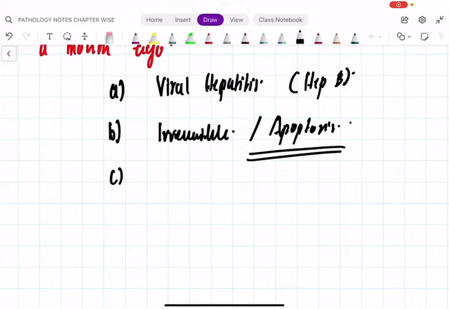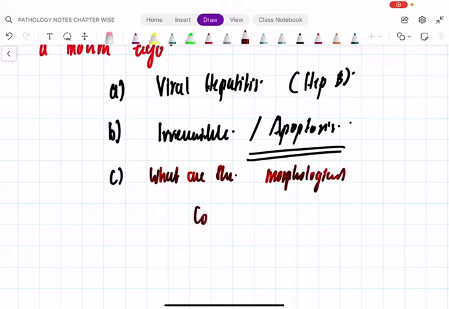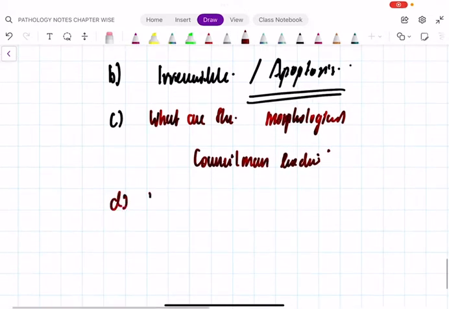Fine. Once this is done, next comes the question, what are the morphological features? See, if you don't know the diagnosis, you can't answer the rest of the question. That is the problem with the case scenarios. So what are the morphological features? You know, apoptotic bodies. What is the name of that? Councilman bodies, in viral hepatitis.